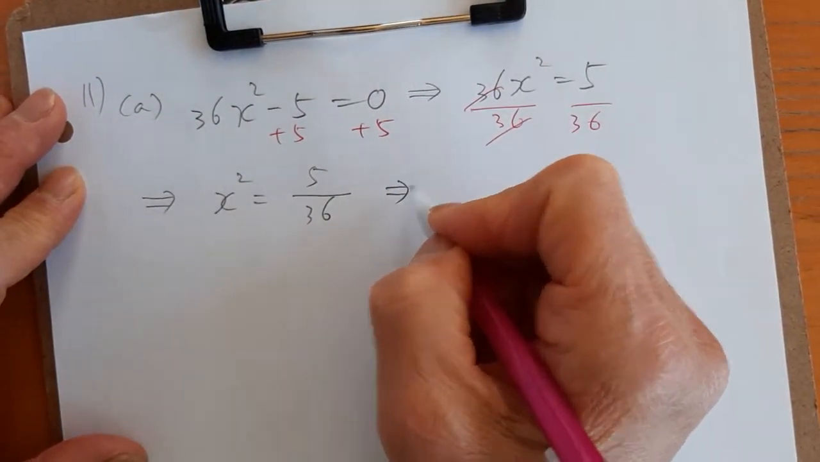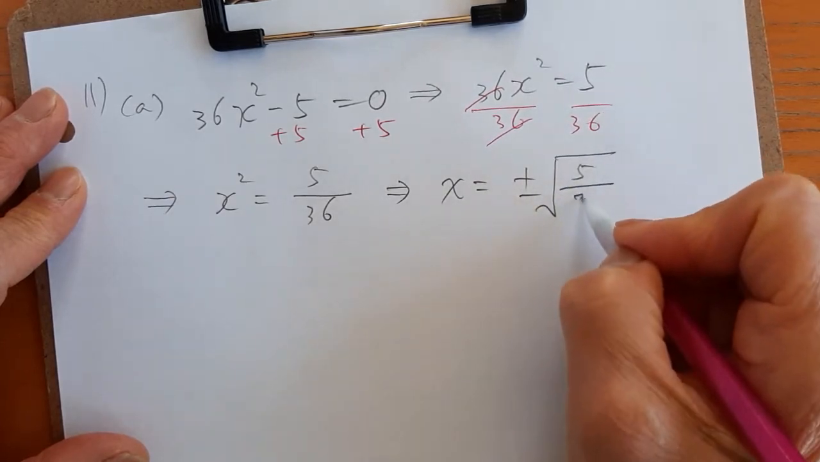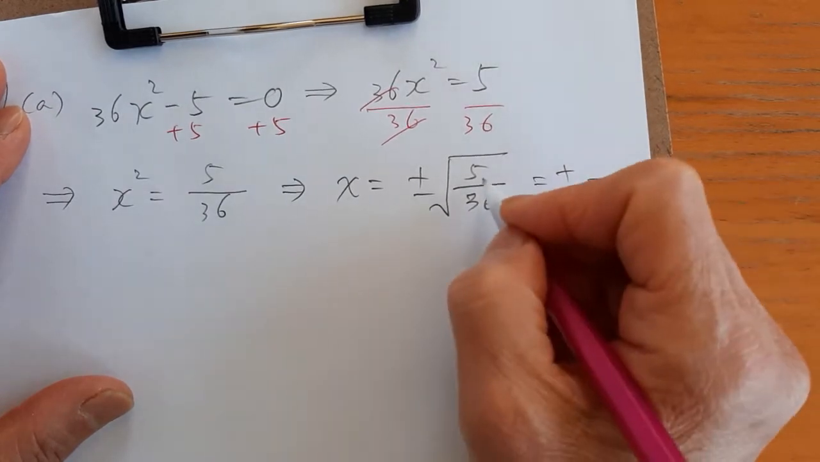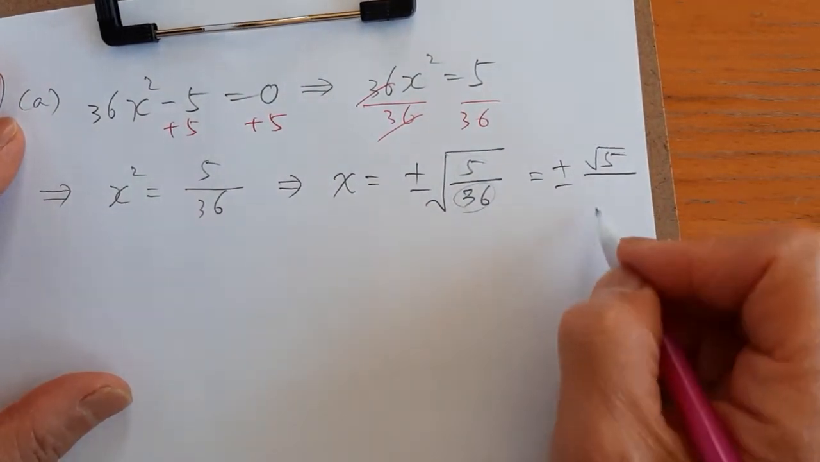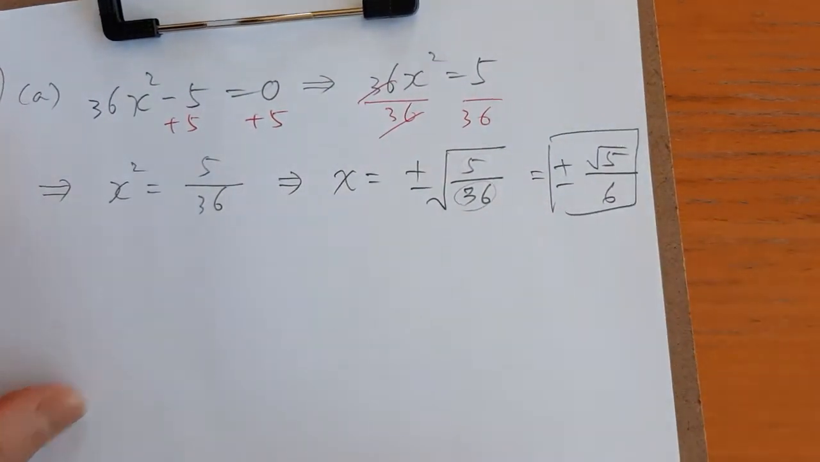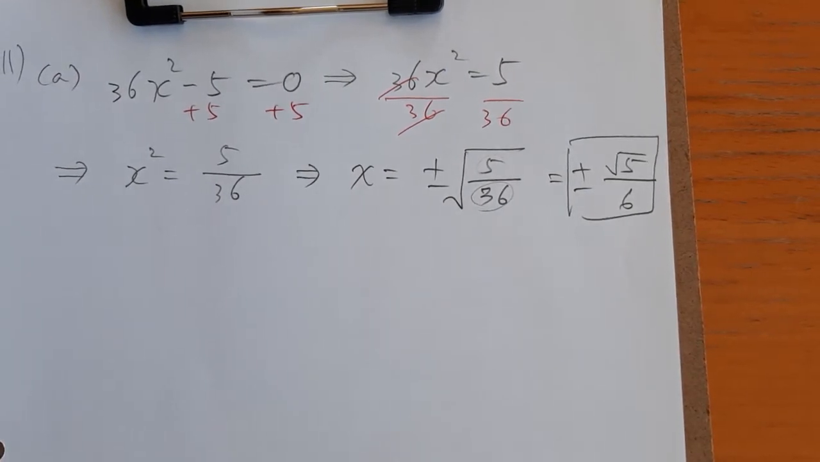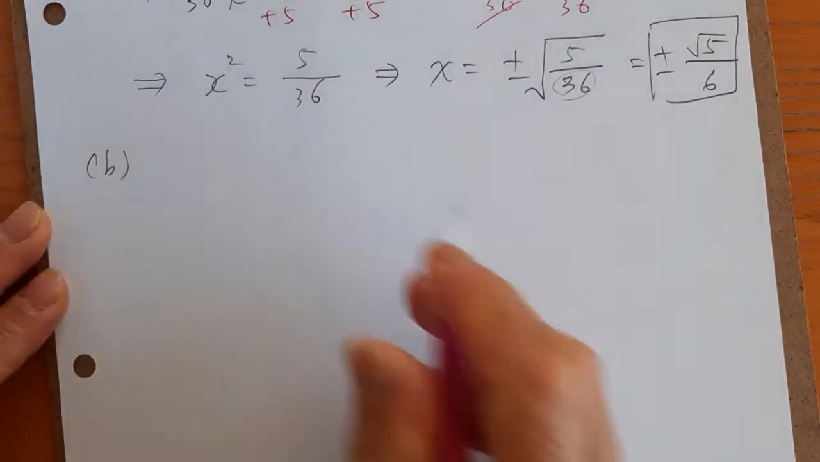Take the square root. So x equals positive or negative square root of 5 over 36. And then you get positive negative square root of 5, and the square root of 36 is 6. And so simplified, these are 2 solutions. The degree is 2, so it has 2 solutions. A quadratic equation, degree is 2, has 2 solutions.